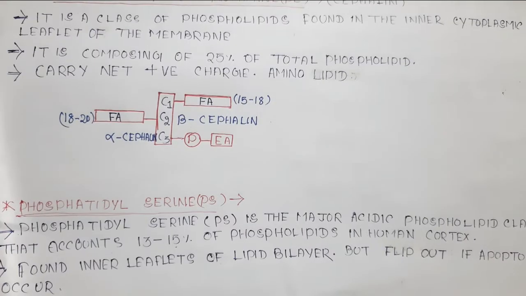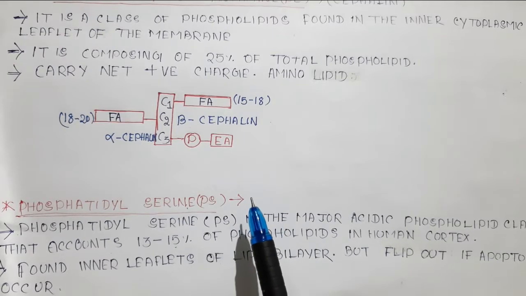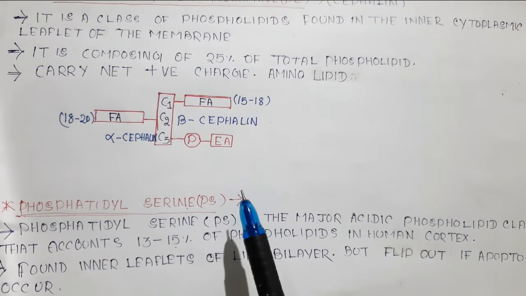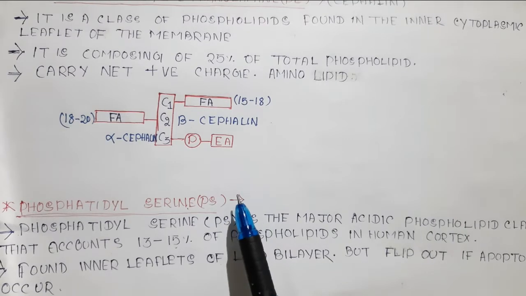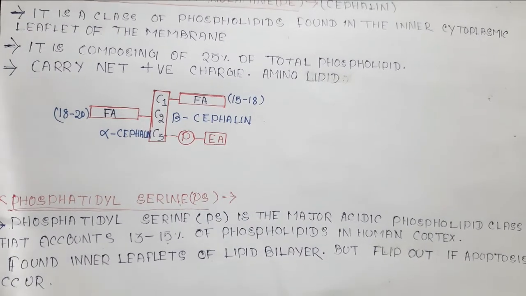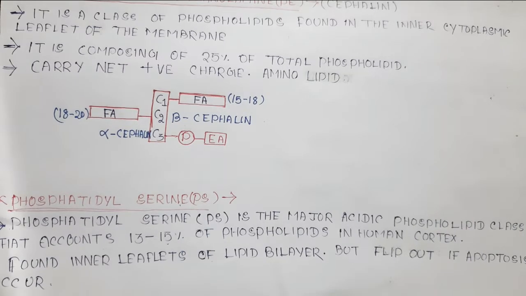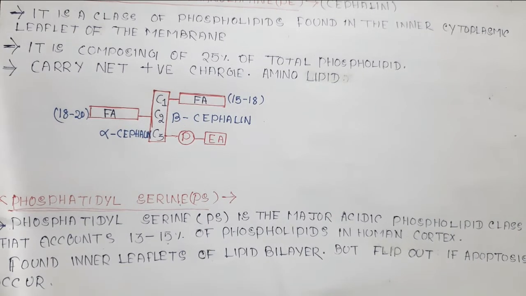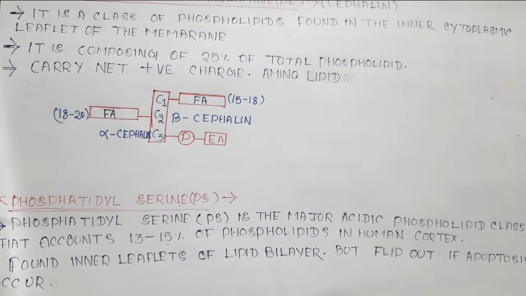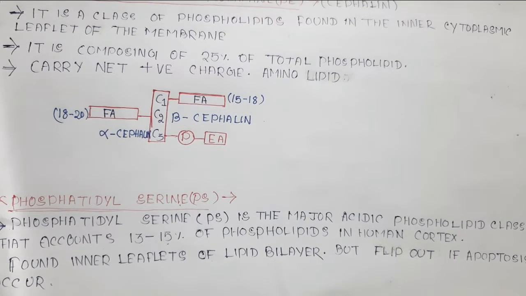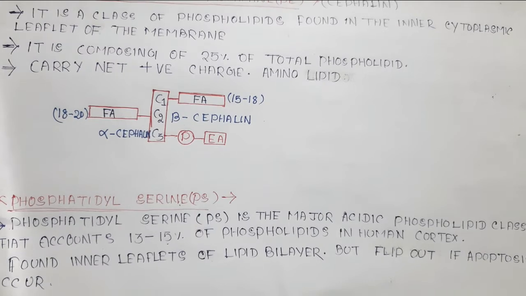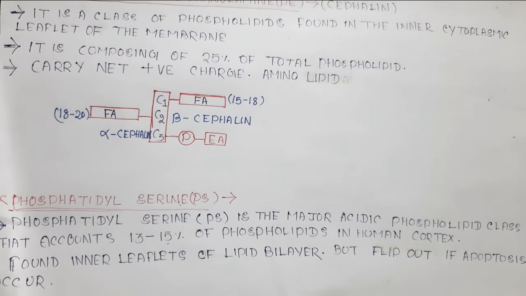Next we will see phosphatidyl serine. No separate name has been given, and it is found in the brain nervous tissue, that means neurons. The most important feature of phosphatidyl serine is that it is also present in the blood. Phosphatidyl ethanolamine and phosphatidyl choline are also present in blood, but in very low concentration. But phosphatidyl serine is present in a very significant amount in the blood.